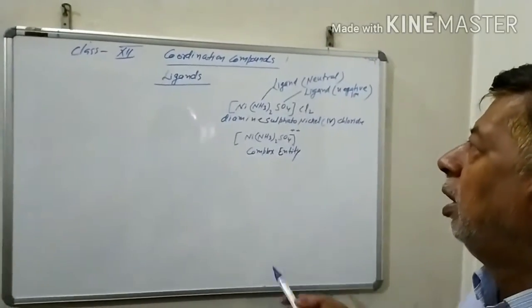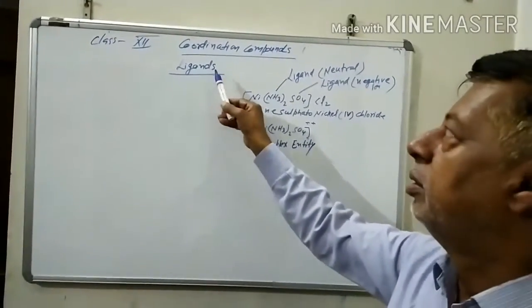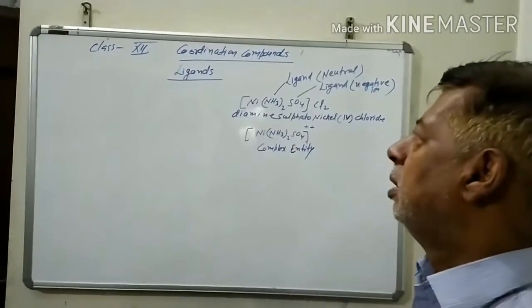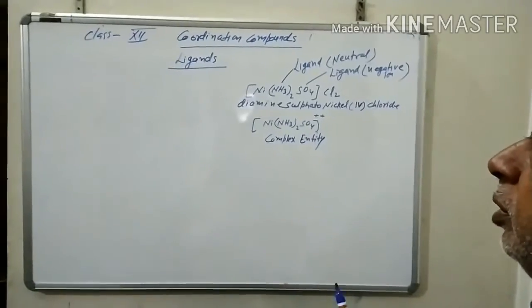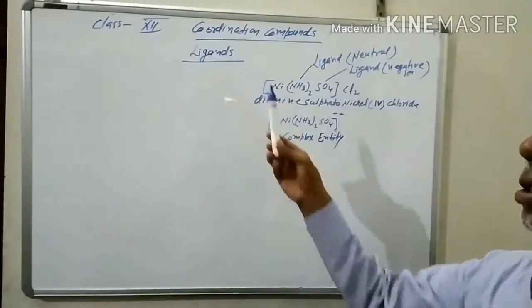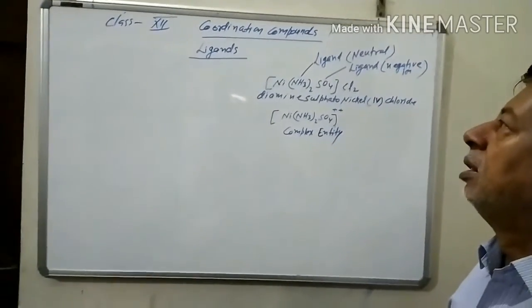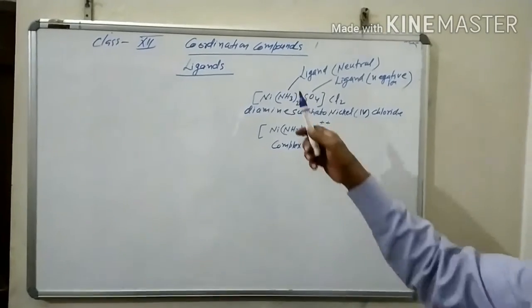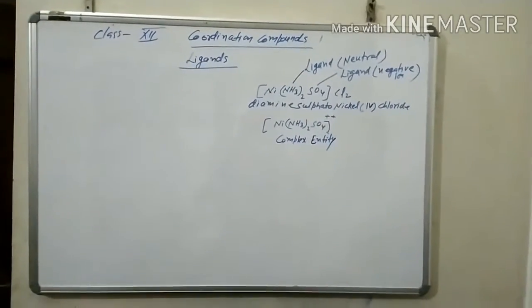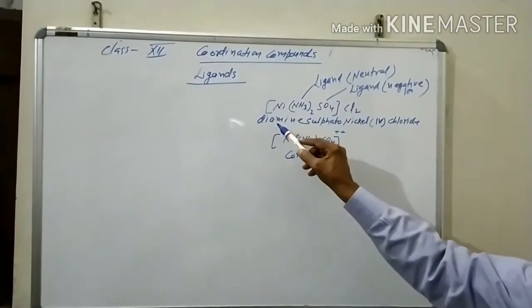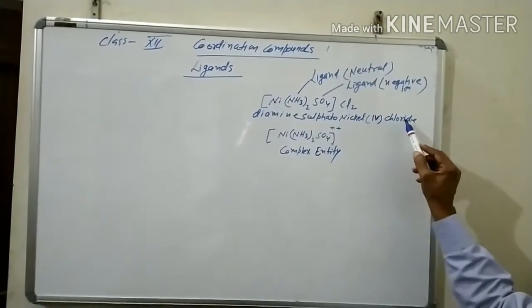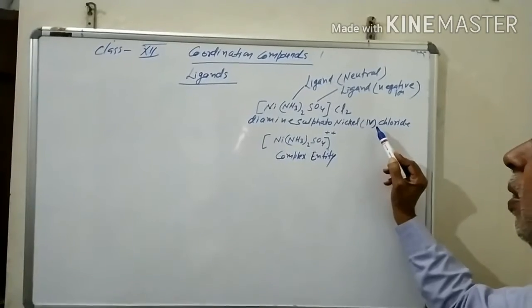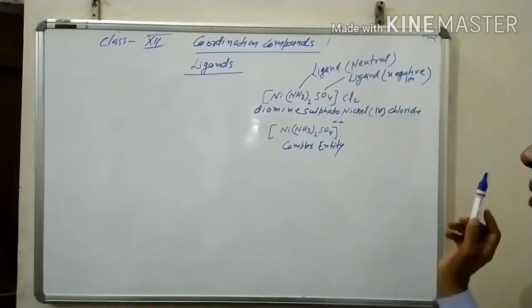I am going to teach you about the ligands. Ligands are present in the coordination compound, as you see here, in diamine sulfato nickel 4 chloride. Here 4 is the oxidation state of nickel.